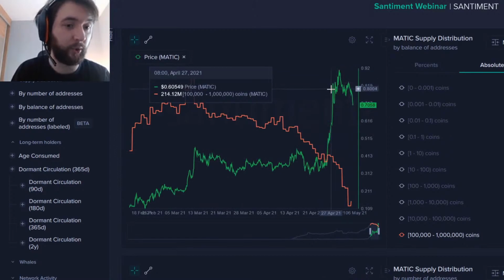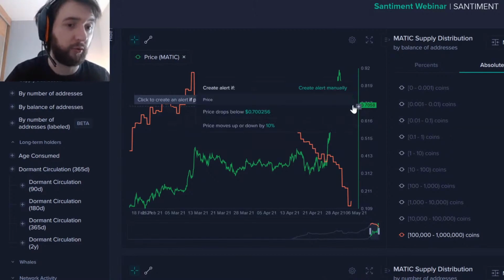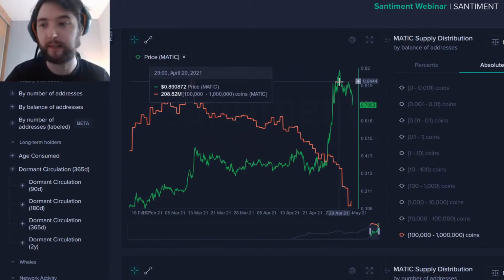And then more recently, as Matic began to reach another all-time high, we have seen another period of offloading, another decline cycle by these large addresses, suggesting another profit-taking event and in general short-term risk-off behavior, which seems to also coincide with Matic's general price activity as well.